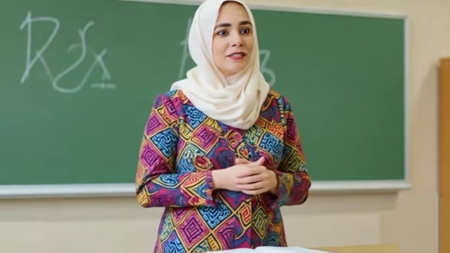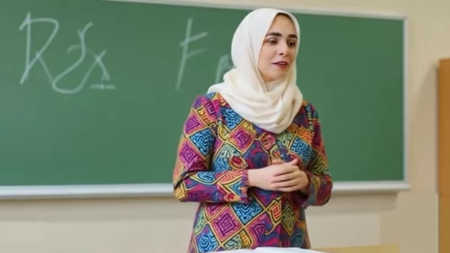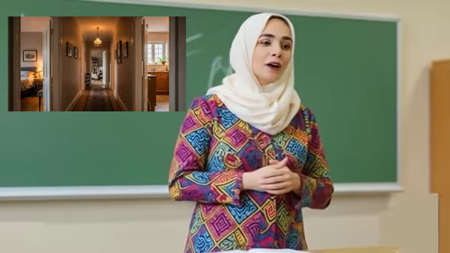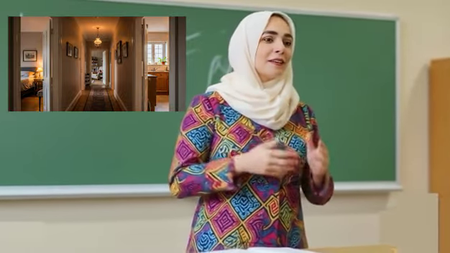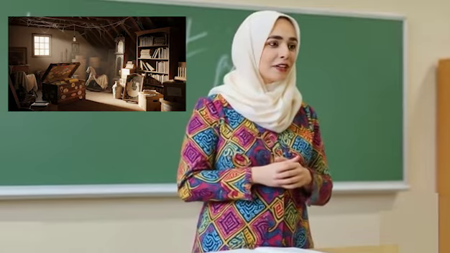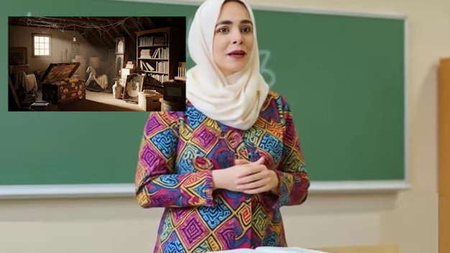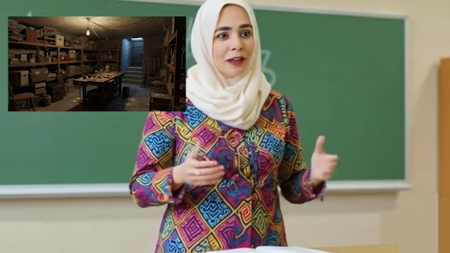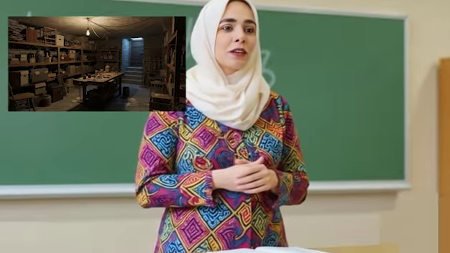Finally, here are some additional parts of a house you should know. Corridor, a long hallway with rooms on either side. Attic, a space just under the roof, often used for storage. Basement, a room below ground level, usually for storage.